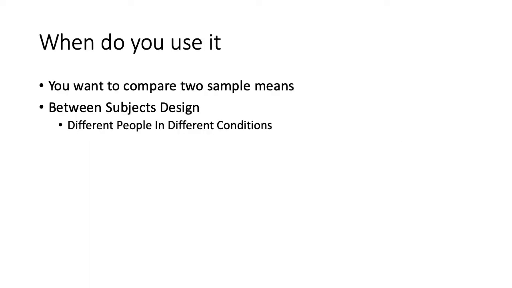All right, everyone, we're going to talk about the independent samples t-test. You use the independent samples t-test when you want to compare two sample means, and it's a between subjects design, different people in different conditions. We call it independent because the observations in the different conditions are independent of each other.